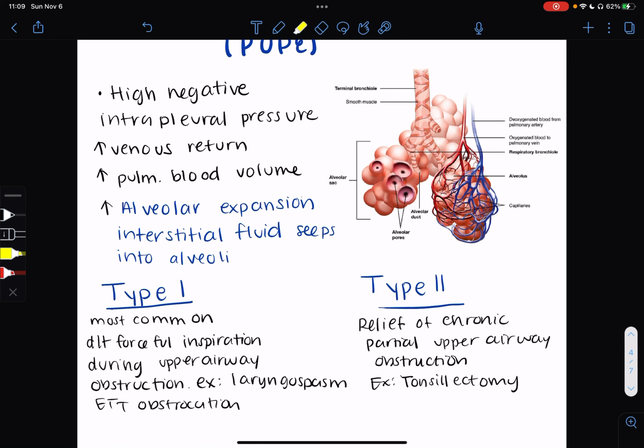So the two types that we're going to see, the most common is type 1. It's due to forceful inspiration during an upper airway obstruction, for example, like a laryngospasm or ET tube obstruction. And type 2, the relief of chronic partial upper airway obstruction, so getting a tonsillectomy.